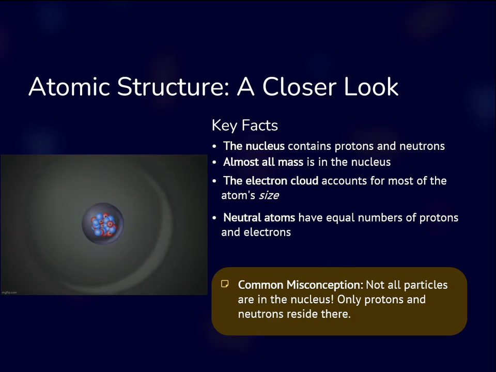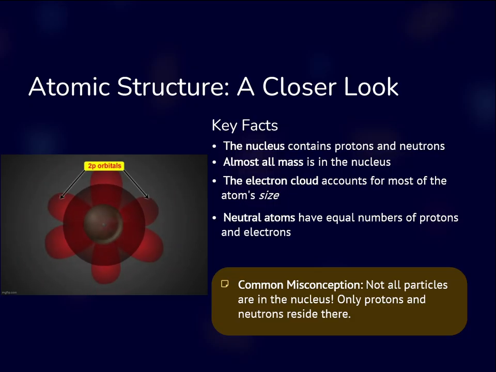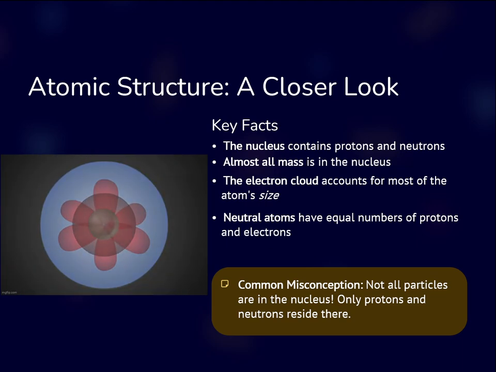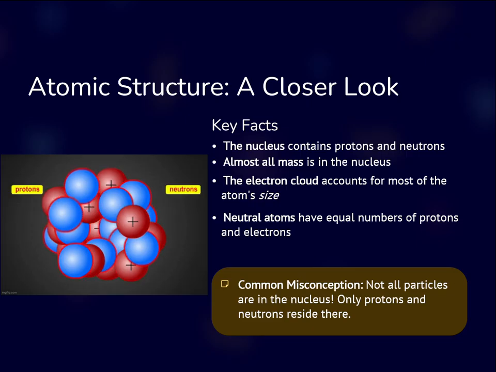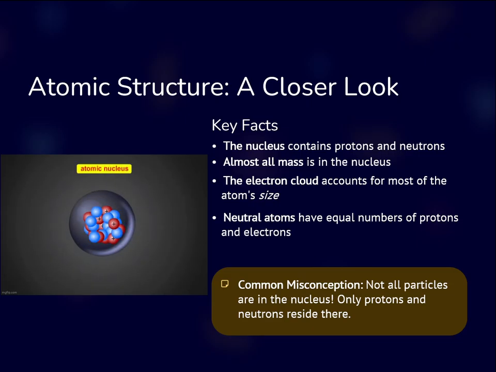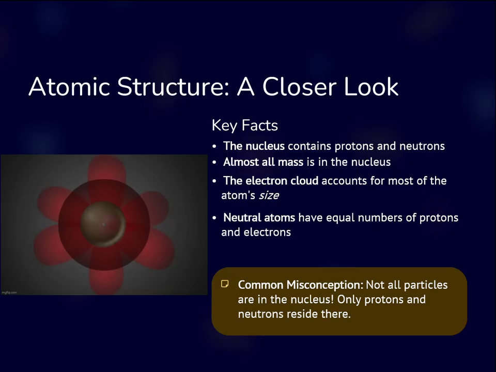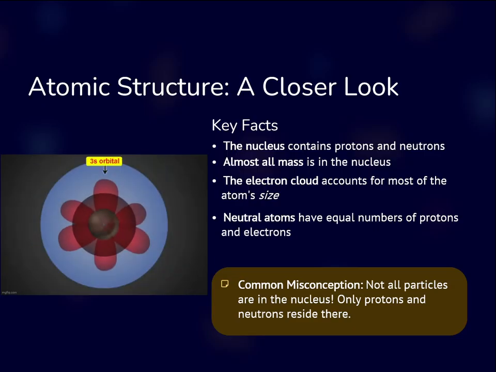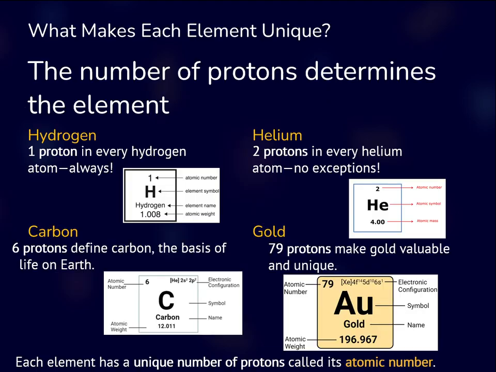This cloud makes up almost all the atom's volume, even though electrons themselves are incredibly light. So, atoms are mostly empty space. But that space defines their size and how they interact with other atoms. When the number of protons equals the number of electrons, their positive and negative charges cancel, meaning the atom is neutral. If that balance changes, meaning if electrons are either gained or lost, the atom becomes an ion, carrying a charge. But remember, only protons and neutrons live in the nucleus. Electrons orbit outside. That distinction is key to understanding how atoms bond and form everything around us.